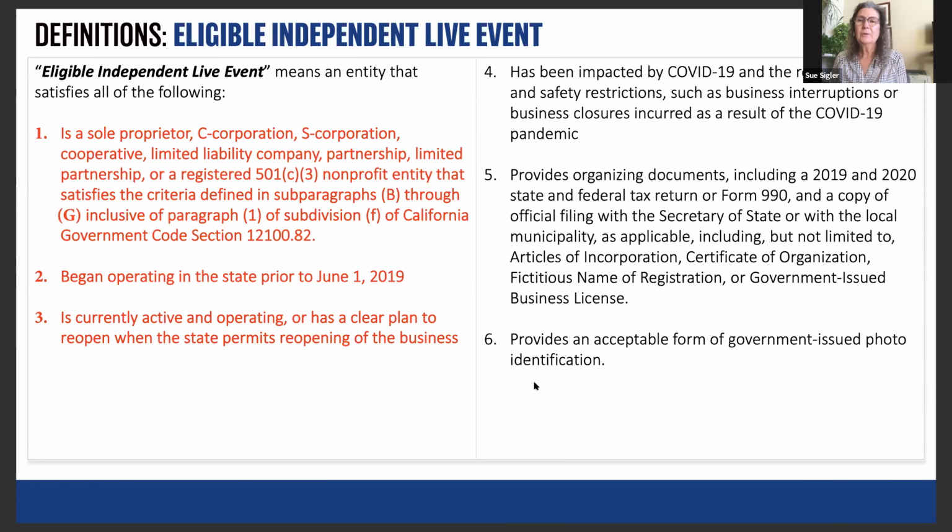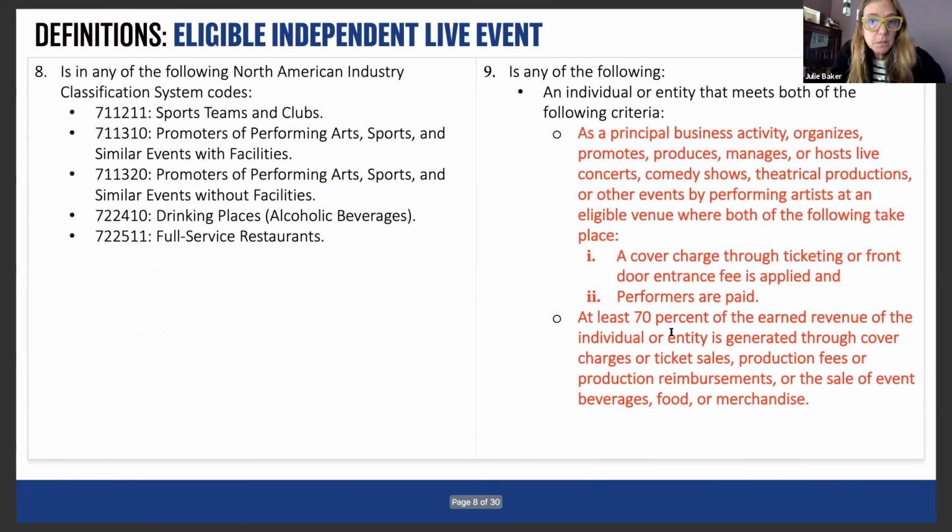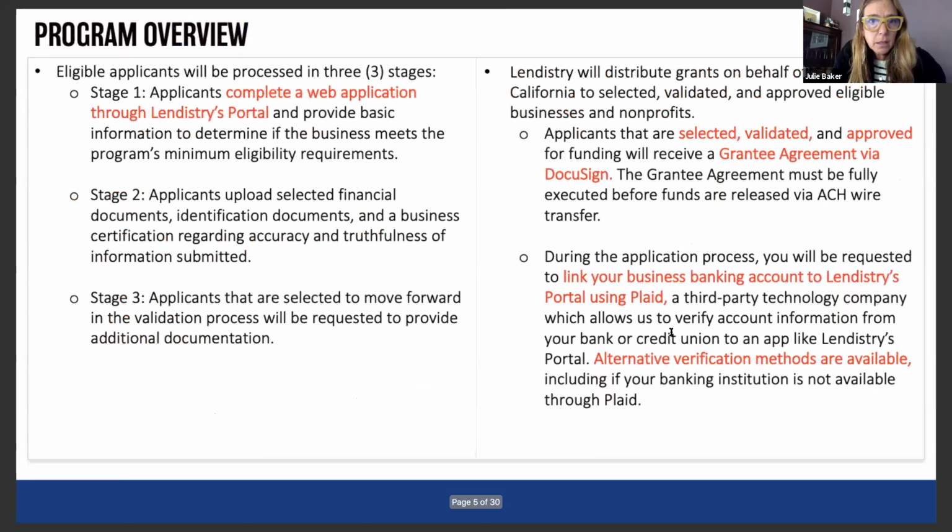Julie, would earned revenue only be counted as ticket sales, or would something like interest earned on accounts, which is typically counted as earned revenue for nonprofits, also count? Can we go to the eligible requirements on the screen that talk about the specifics of the 70%?